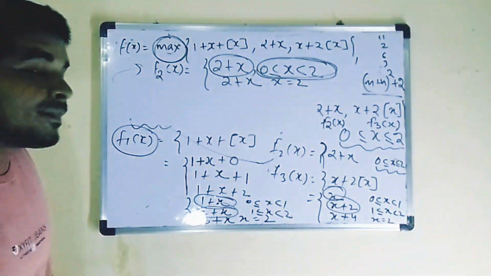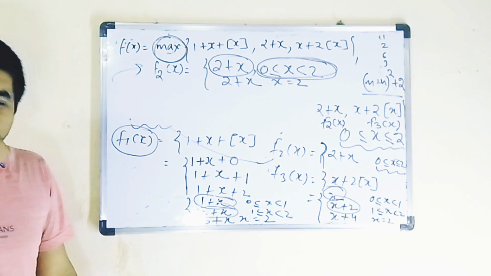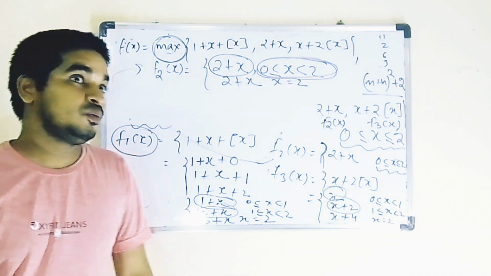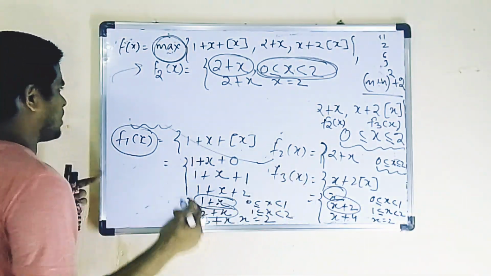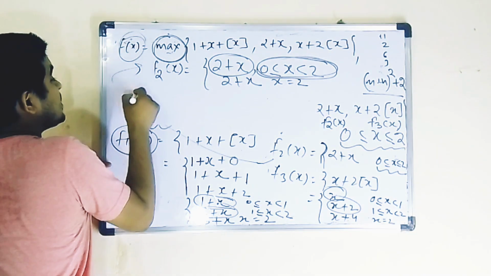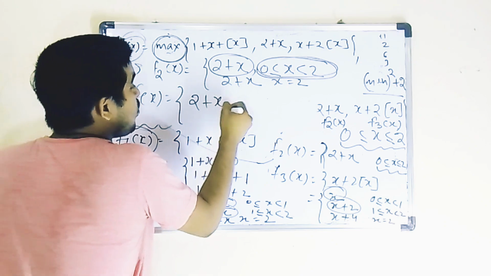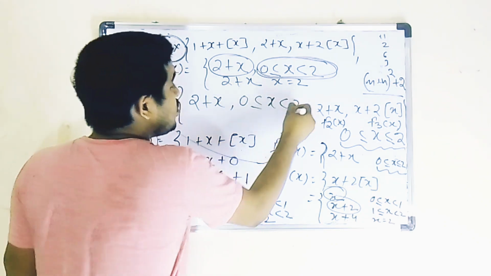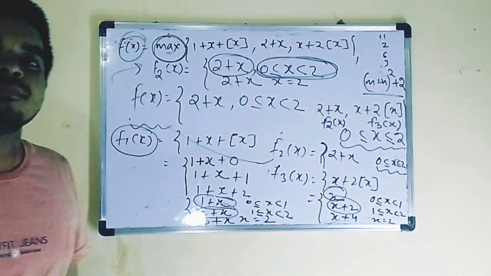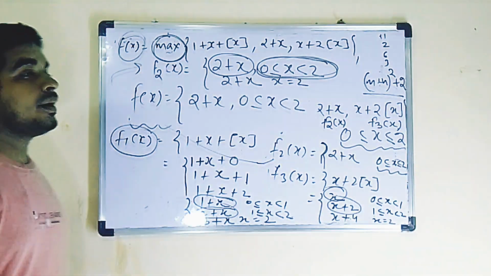Do you agree? Tell me. This is the concept which you have to learn. Okay, yes sir. So can I tell now f of x? f of x is 2 plus x for the interval 0 less than x less than 2. Agree? Tell me.